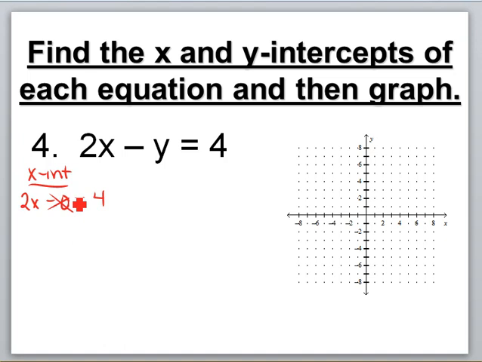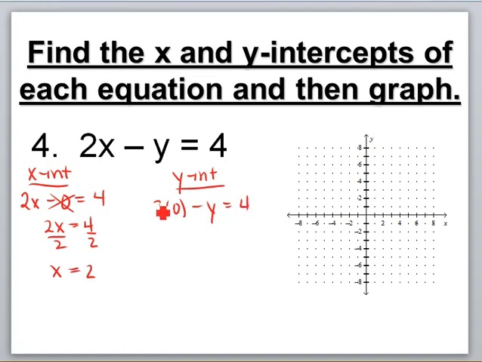And when I do that, that falls out. I get 2x divided by 2. I get x is 2. My y-intercept is found by plugging 0 in for x. So I will do that. Those fall out. I get negative y equals 4. Divide by negative 1, and I get y is negative 4.